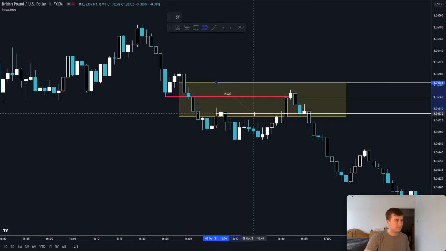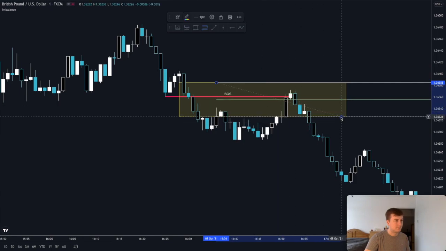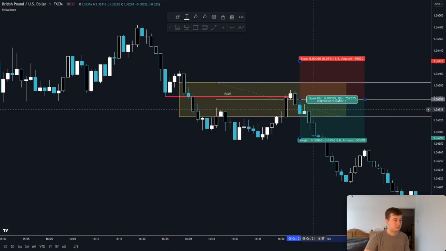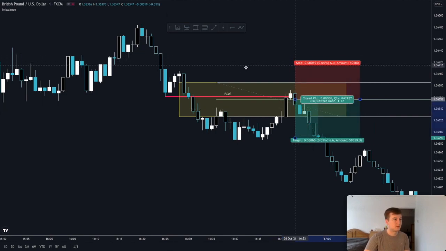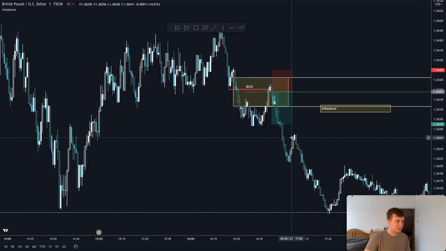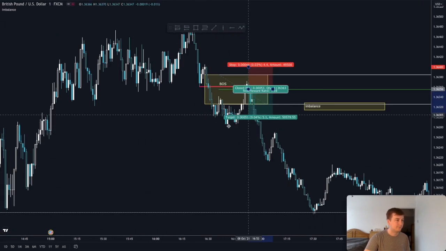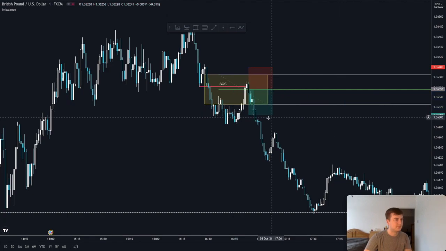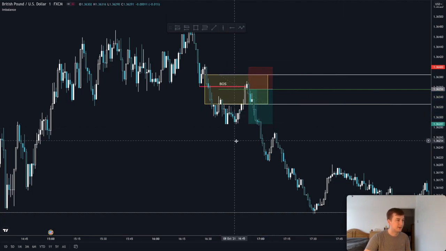So here to here. Price hit 50% of that whole imbalance in one, and this is where you would enter your trade, like so. Stop loss at the top of the imbalance. It's a 4.4 pips stop loss. It's a great trade, and your first target would be right here at the lows.